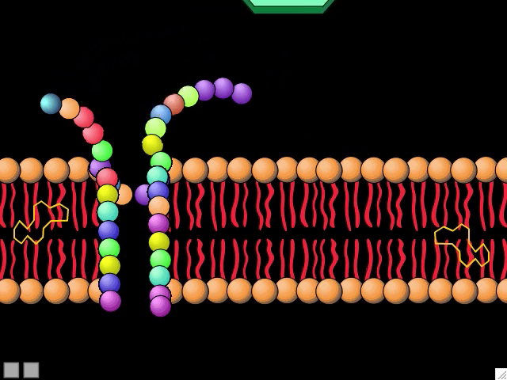Now, what if the cell wants to bring in that glucose molecule? Well, it just means the cell would have to have a different channel protein with a binding site for glucose. And that's an important point. A typical cell might have dozens and dozens of different channel proteins. It needs a different channel protein for each type of solute molecule that it wants to bring into the cell or export out of the cell.